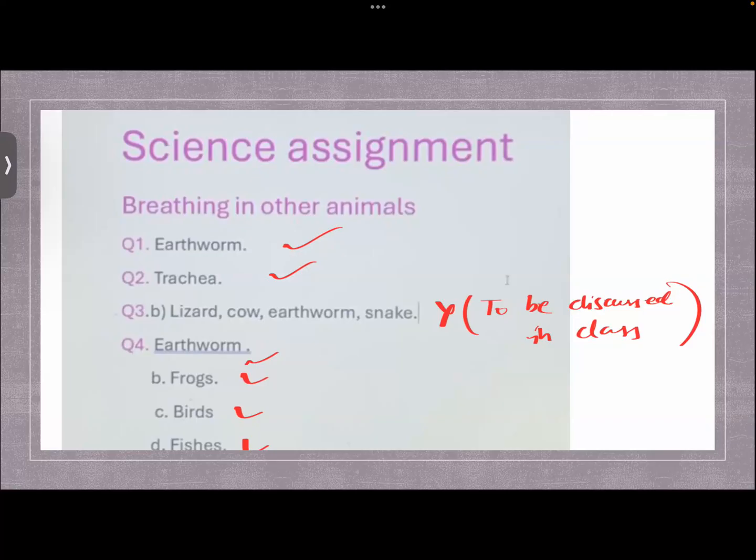Today we are going to start a chapter, but before that I have to discuss your assignment. In the previous assignment, question number 3 was wrong. Question number 3 had separate questions, and out of each option you had to select the odd one. There were 4 or 5 options, A, B, C, and D, with names of different organisms, and one of them was odd. But you have written option B, lizard, cow, earthworm, snake, which is not in that manner. Let me show you the paper, what you have done there.